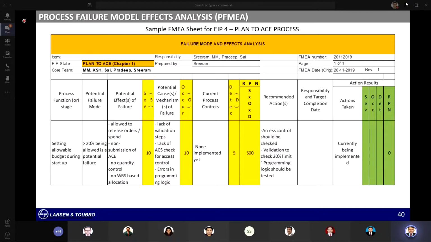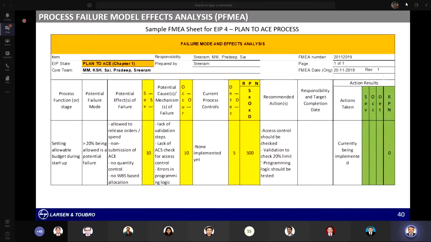And current process controls, as of today, is there anything which will control it? Probably no. The answer was no. So then the detection is considered moderate, a value which we give because it is neither too easy nor too difficult. The risk priority number is multiplied, and we got a number of 500 for this. The recommended action was access control should be checked, validation to check the 20% limit. All these different recommended actions are in place in order for us to reduce the value of the risk priority number.